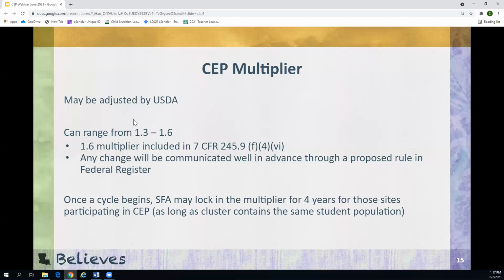Once a cycle begins, SFAs lock in that multiplier for 4 years for those sites that are participating in CEP, as long as that cluster does not change the student population. So as long as the population of that cluster stays the same, then you're able to lock in that information. If something changes, so maybe you end up closing a couple of schools and kids are shifting to other schools that may or may not have been CEP, then that could potentially change the population. And we'd have to look at that individually to determine if that was a change that caused a recertification of that CEP cluster.